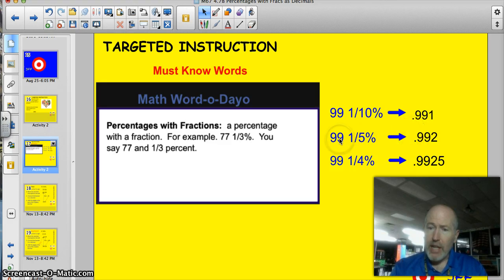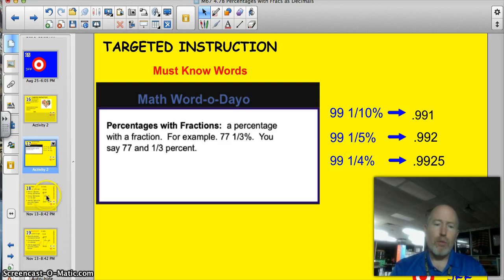All right, here's 99 and 1/5%. 1/5 is 0.2. 99% converted to a decimal is 0.99. Tack on the 2: 0.992. Same thing here. A quarter is 0.25, right? Well, here's your 99%. Convert that to a decimal, 0.99. Tack on the 25.